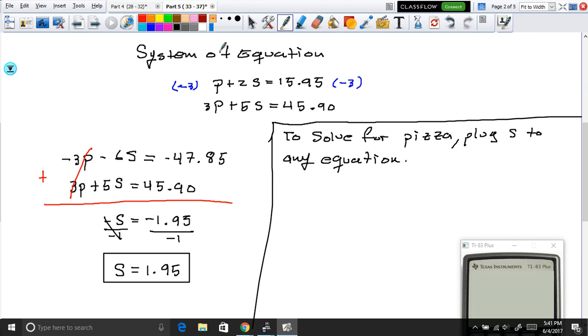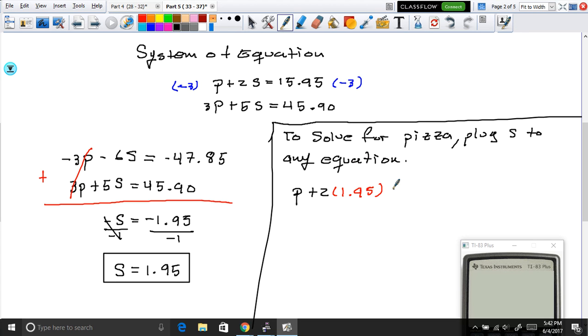Perfect. So notice that in the system of equations, we have two equations. P plus 2S equals 15.95, and 3P plus 5S equals 45.90. I'm going to choose the easiest, so I'm going to choose the first equation. And instead of writing S, I'm going to write 1.95 because we're going to plug S into any equation. So if we plug S into the first equation, we get P plus 2 times S, but we know that S is 1.95.